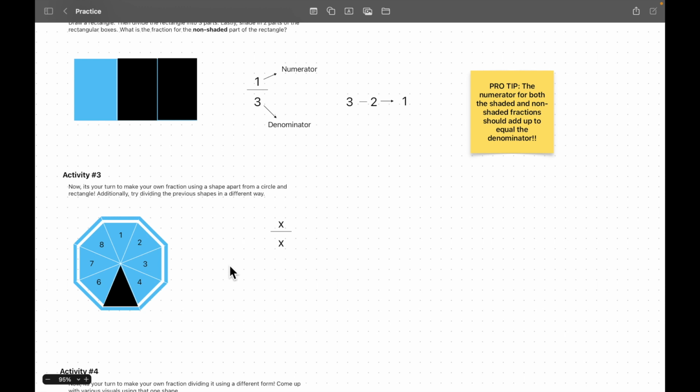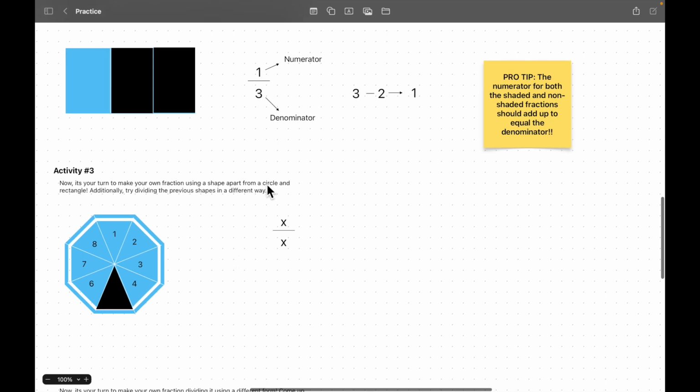Alright, moving on to activity number 3. Remember, the whole can be represented by shapes other than a circle or a rectangle. Now it asks us to make our own fraction using a shape apart from a circle and rectangle. Additionally, try dividing the previous shapes in a different way. So what do we have here? Let's take away this. We have an octagon. It has 8 sides. Perfect. That means it also has 8 parts to it.